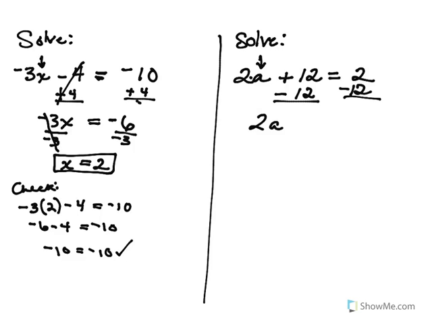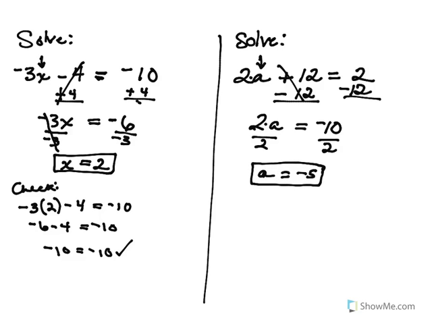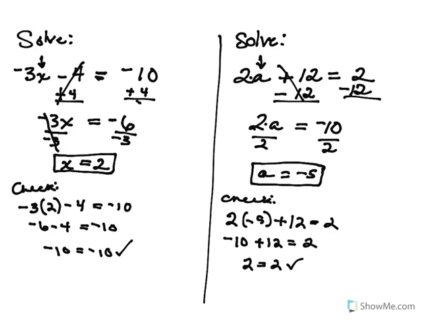So that's going to leave us with 2a equals negative 10. So now I'm looking at 2 times a equals negative 10. So in order to separate a multiplication, I must divide. So I'm going to divide both sides by 2, and I get a is negative 5. And again, feel free to check your work. So you know it's correct.